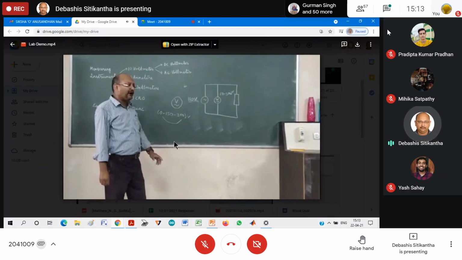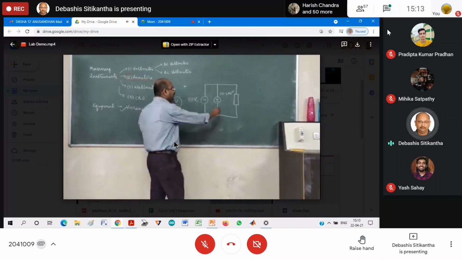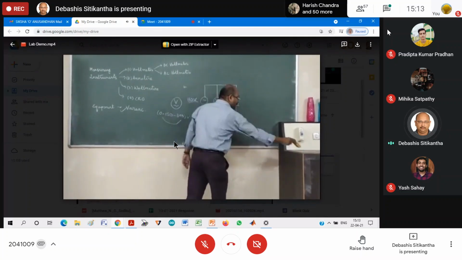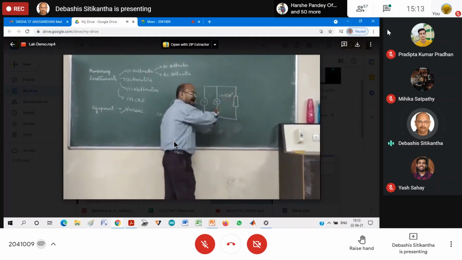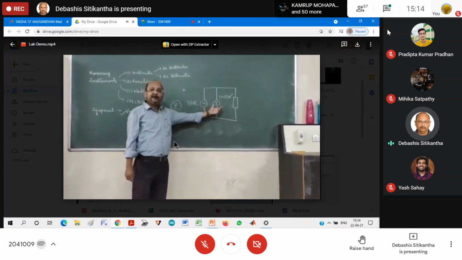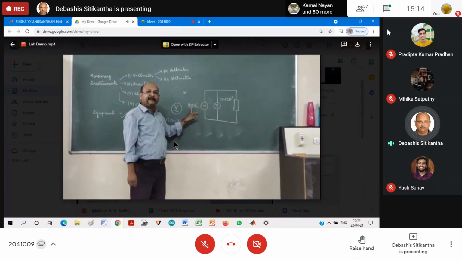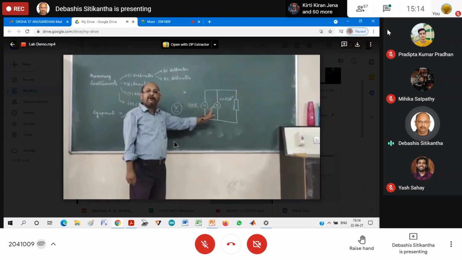Once I am confirmed that it is less than 150, then I will change the range from 300 volt to 150 volt. In this way, not only am I going to save this particular voltmeter from damage, but I am also going to know the value, and find it in a proper manner by taking the right resolution, or by choosing the right range.